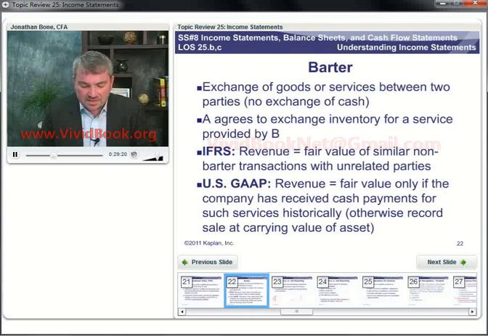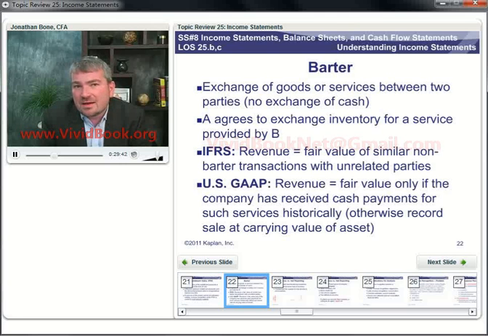Okay, we're also asked to be a little bit aware of barter transactions. What is a barter transaction? Well, when we've exchanged goods or services between the two companies rather than one company paying cash for a good or service. So for an example, A has agreed to exchange inventory in return for receiving a service from B. So what are the rules?